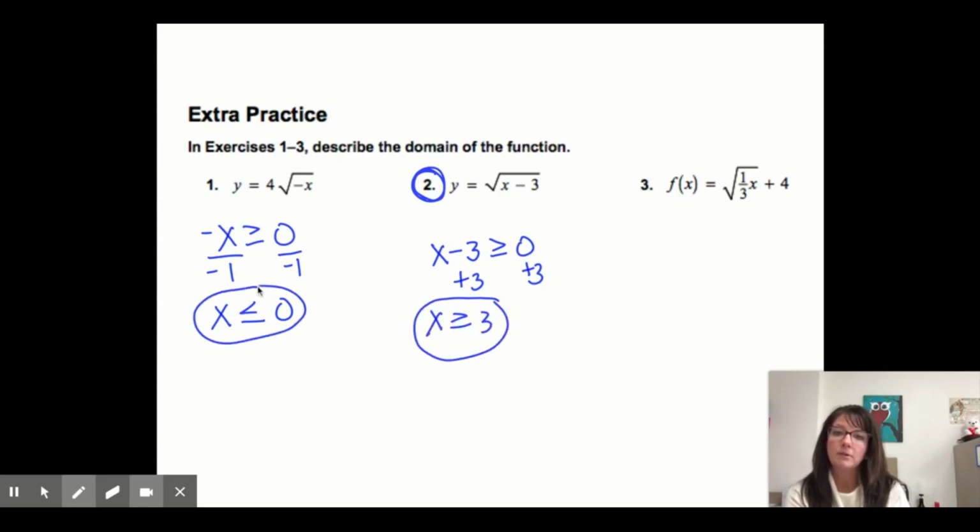Okay, go ahead and circle that for you. So 3 minus 3 is 0. And then we can be greater, like 4, 5, 6. But if it becomes like 2, then we would have that negative underneath there. In number 3, we want 1/3 of x to be greater than or equal to 0. So we'll multiply both sides by 3, and we get x is greater than or equal to 0.